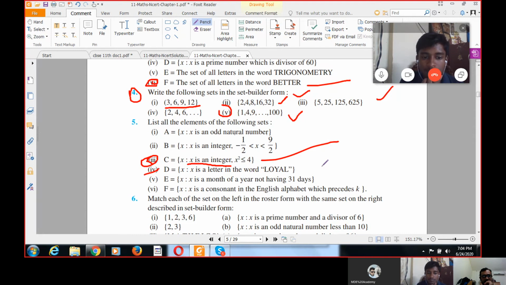Then D is equal to this. Write this one: D is equal to x such that x is a letter in the word loyal. L, comma, O, comma, Y, comma, A. Okay, good, that's all.